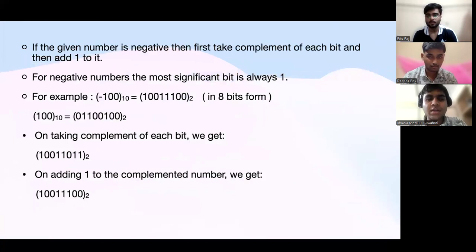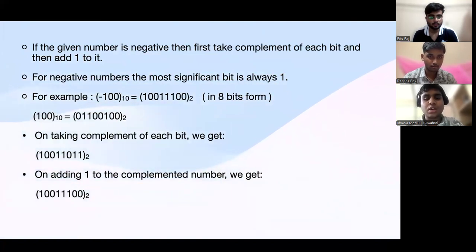So if the given number is negative, then first take complement of each bit and then add 1 to it. For negative number, the most significant bit is always 1. As for positive, the most significant bit is always 0. So when we take its complement, it will become 1. For example, minus 100 in base 10 is 100 in 8 bits form.